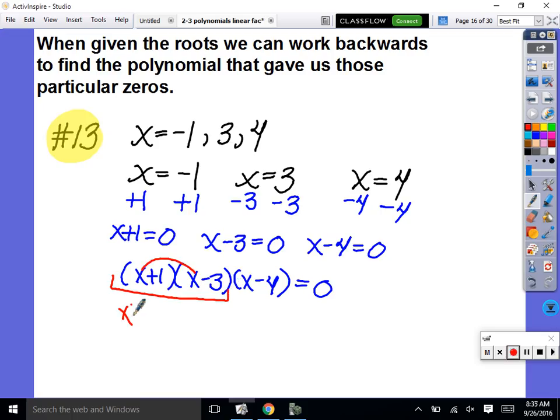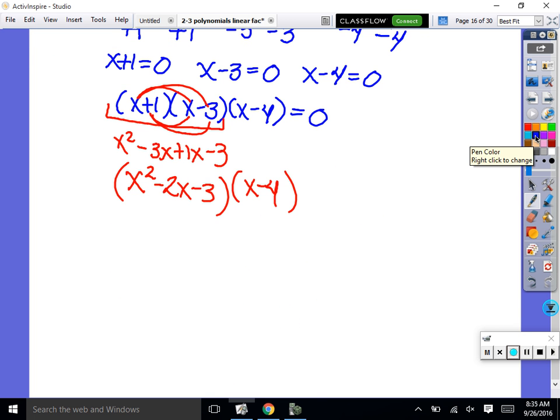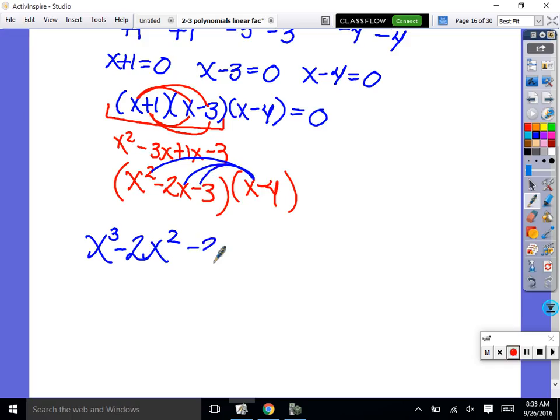So x times x is x squared, x times -3 is -3x, 1 times x is positive 1x, positive 1 times -3 is -3. We would combine like terms. So we have x squared minus 2x minus 3, correct? Everybody? And then we have our x minus 4. So now we've got to distribute that through. So it's a good thing we practiced this last time on the last worksheet. So now we say, okay, we have this stuff times this stuff. I'm going to take x and multiply it in. So that's x cubed. That times that is minus 2x squared. Are we all following? And then x times -3 is -3x.